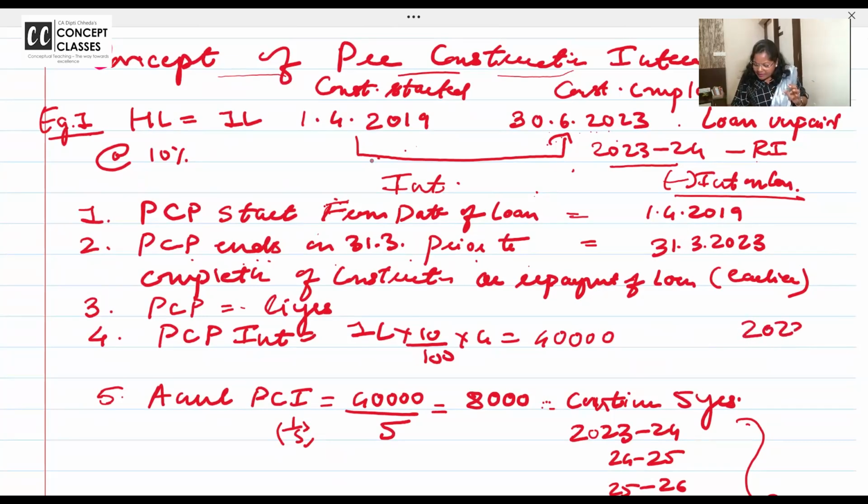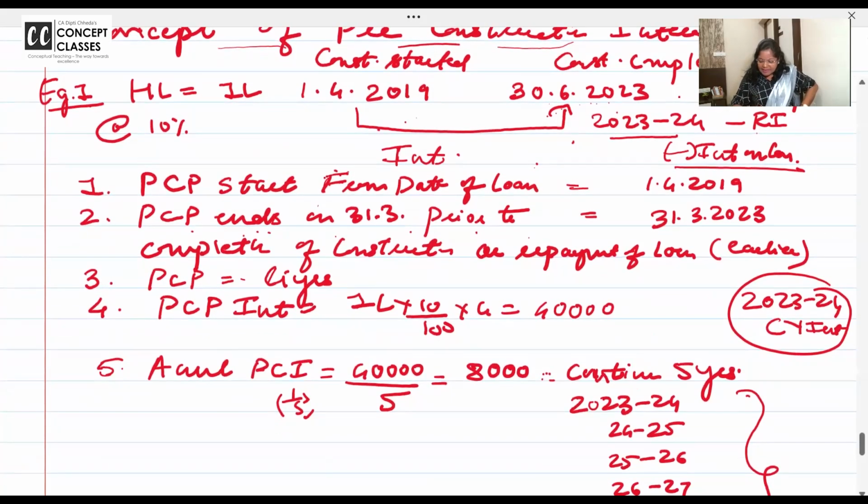Your whole 23-24 interest will be deductible as current year's interest. So why do you want to take it as pre-construction interest? So let the pre-construction interest close on 31st March prior to the completion of the construction. That's the rule. That was the first example.